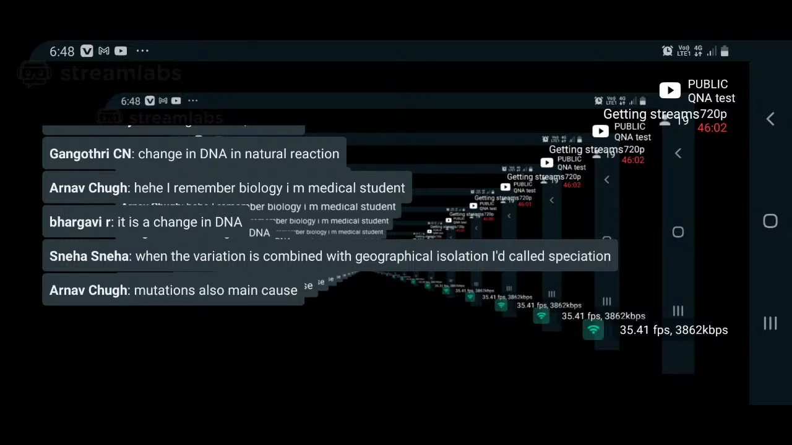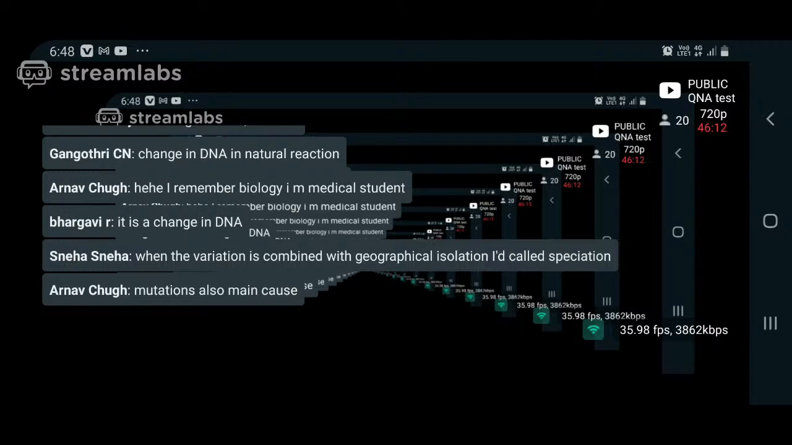Yes, Arnav perfectly told. That is mutations. The other simple term is change in DNA. What you told, mutation, is the perfect answer, a single word that can also be represented as change in DNA. Change in DNA is nothing but mutation. Perfect answer, Arnav. So nice.